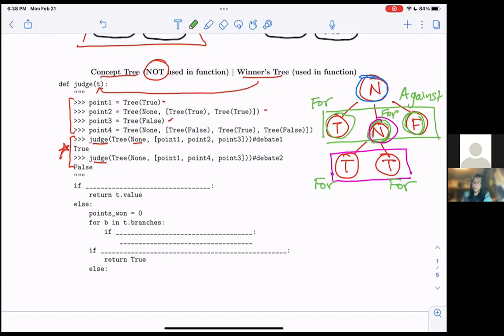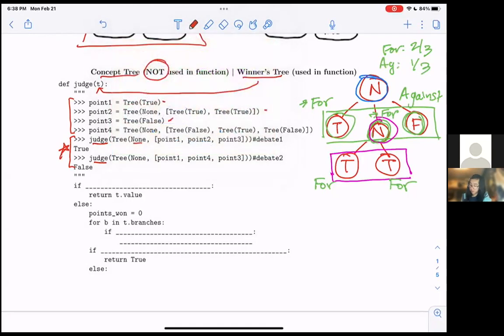And now we need to see who has won a majority of those subpoints. Well, we can see that the for side has won 2 out of 3, which are this node here and this node here, whereas the against side has won only 1 out of 3. Clearly, the for side has the majority with 2 out of 3 of the points. And so we then say that this entire debate was won by the for side.